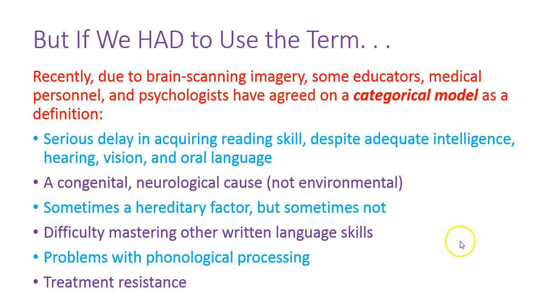But anyway, if we had to use the term dyslexia, we're going to look at students who have a serious delay in acquiring reading skill despite adequate intelligence, hearing, vision, and oral language; a congenital neurological cause that is not environmental in nature, sometimes a hereditary factor, but sometimes not; difficulty mastering other written language skills; problems with phonological processing; and treatment resistance. So now if you consider this list, there's really only one factor on here that's going to separate these students from our garden variety poor readers that we discussed earlier. Do you see which one it is?